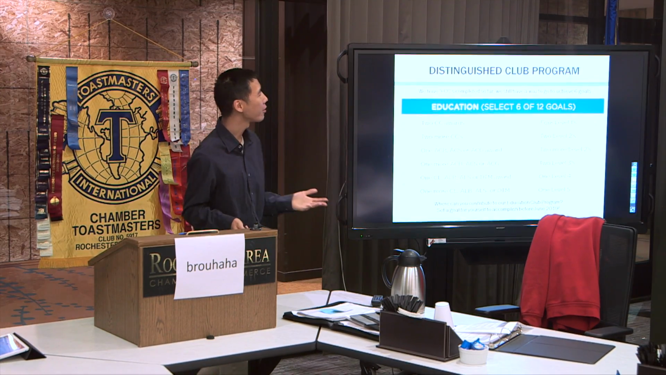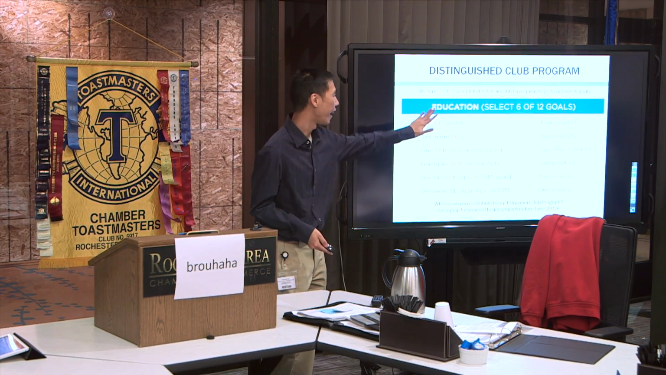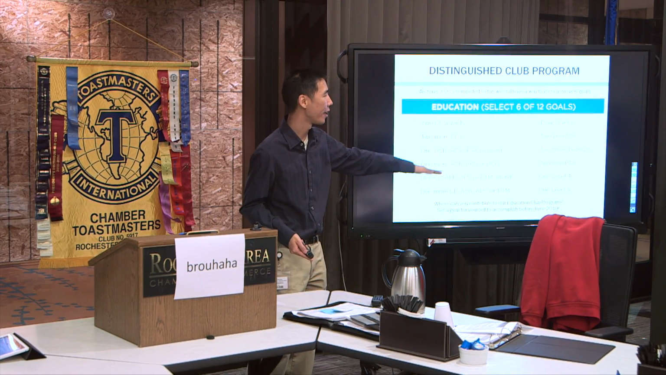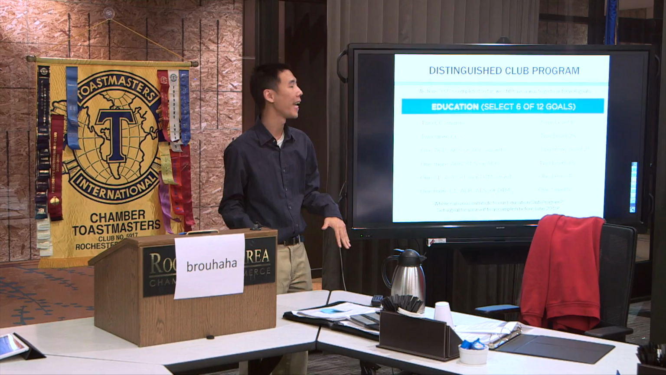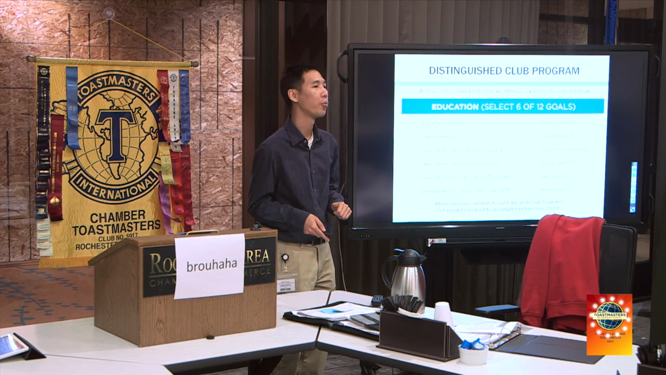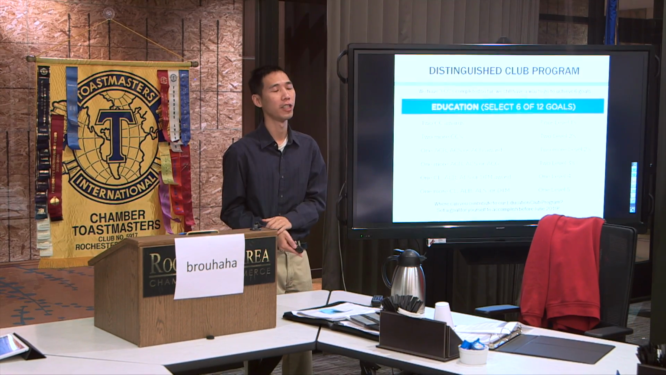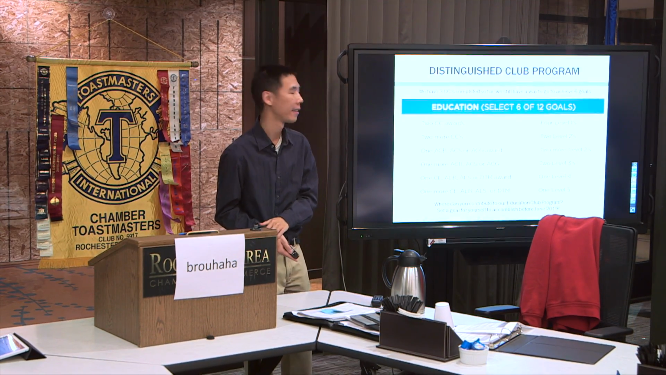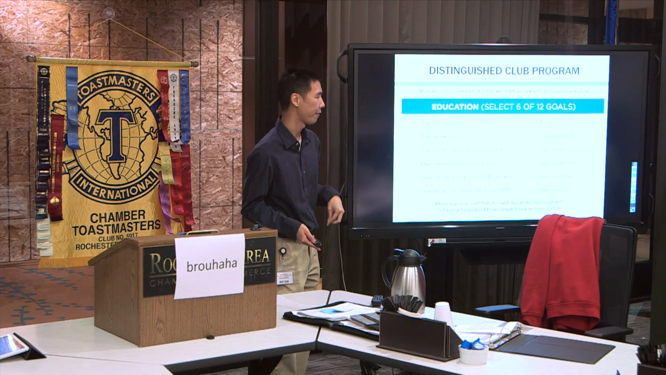Now, how does that affect our Distinguished Club Program? On the left is the old traditional way, and on the right is Pathways. As of today, we have 3 CCs completed in our club, and we need to meet 6 goals by the end of the Toastmasters year, meaning June 2019. So we got that first point checked off. We have 2 CCs, so we need 1 more CC and we get the second point checked off.